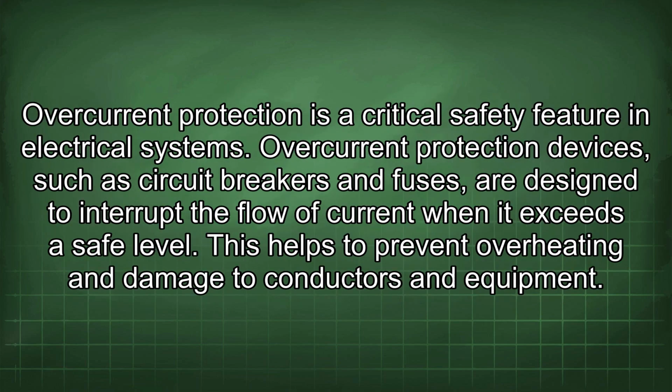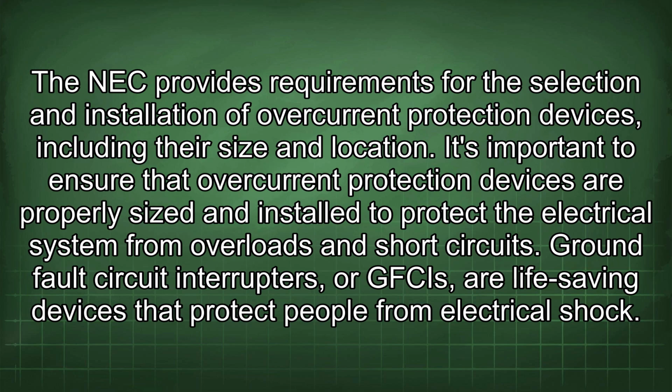Overcurrent protection is a critical safety feature in electrical systems. Overcurrent protection devices, such as circuit breakers and fuses, are designed to interrupt the flow of current when it exceeds a safe level. This helps to prevent overheating and damage to conductors and equipment. The NEC provides requirements for the selection and installation of overcurrent protection devices, including their size and location. It's important to ensure that overcurrent protection devices are properly sized and installed to protect the electrical system from overloads and short circuits. Ground fault circuit interrupters, or GFCIs, are life-saving devices that protect people from electrical shock.